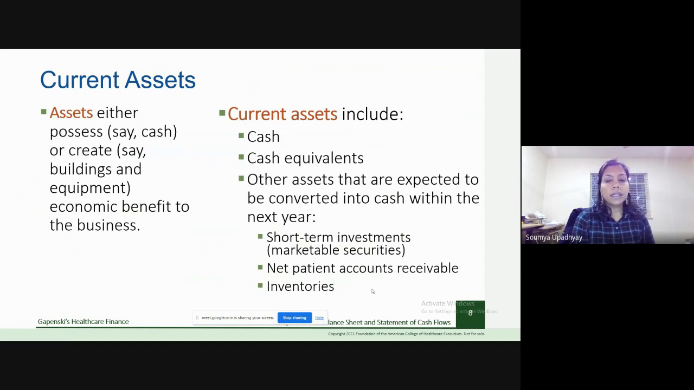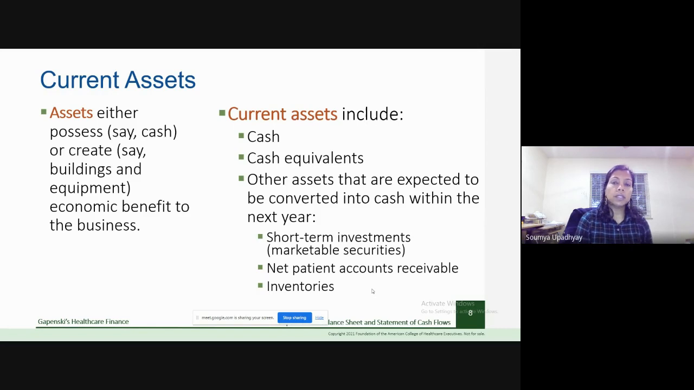So current assets, like I already told you, either possess, say, cash, or create, like buildings and equipment, economic benefit to the business. So if you have a building, you have equipment that you're using, then you generate patient revenues because your patients are coming to that building, they're using it, and that creates economic benefit to the business.